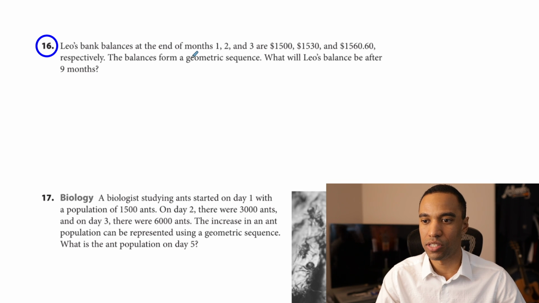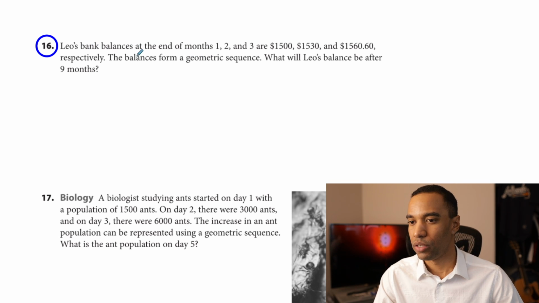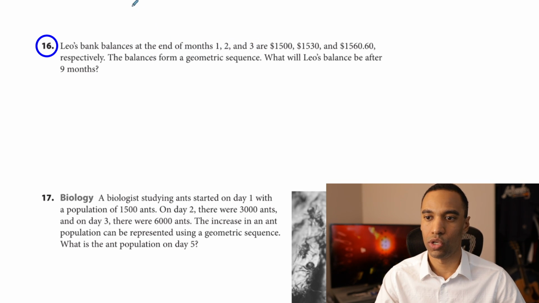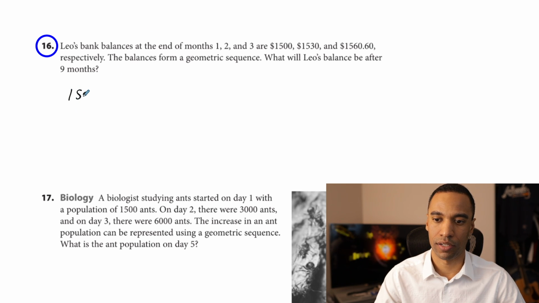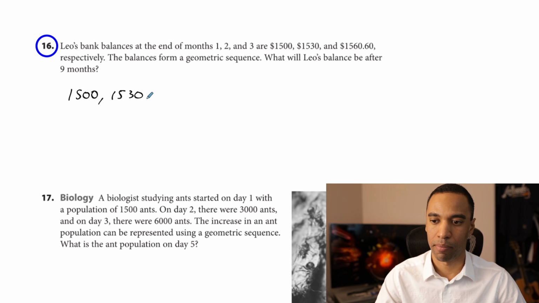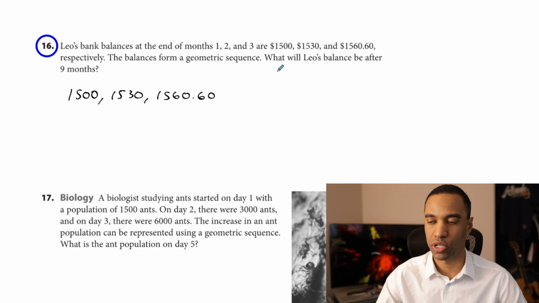Okay, Leo's bank balances at the end of months 1, 2, and 3 are $1,500, $1,530. I'll definitely have to pause and come back. And $1,560.60. The balances form a geometric sequence. What will Leo's balance be after 9 months?